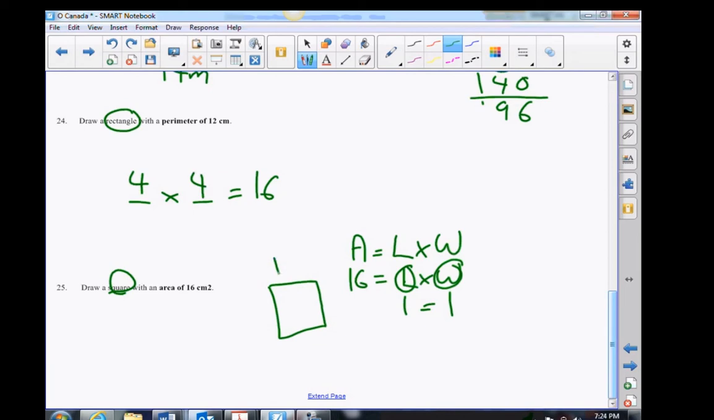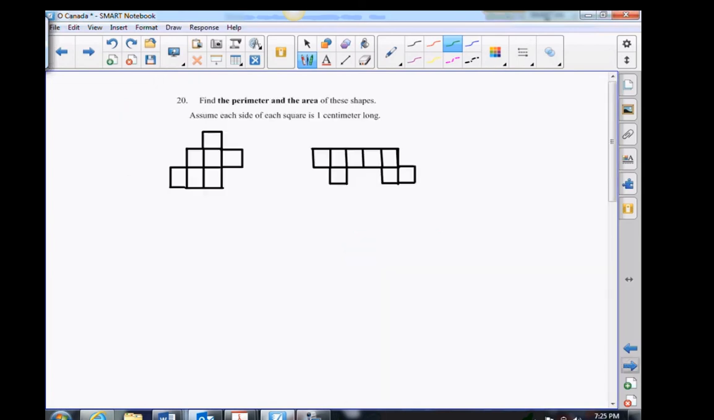So the side length of each side of this square is 4 centimeters. 4 centimeters by 4 centimeters. If you were to plug that in just to make sure, area equals length times width, 4 times 4 equals 16. Yes, area equals 16 centimeters squared.